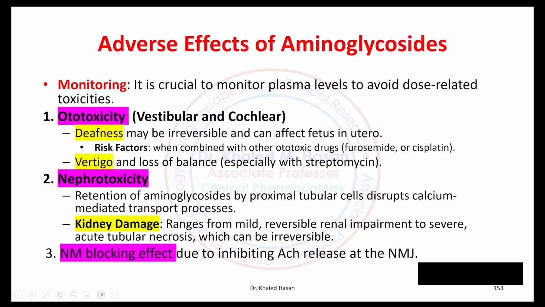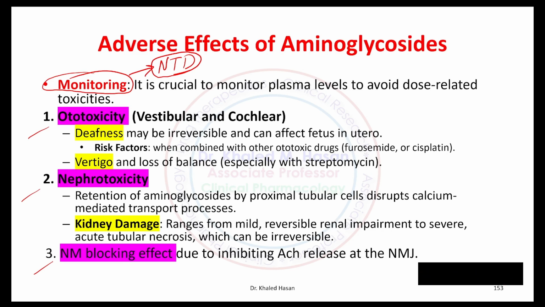Moving to the adverse drug reactions regarding the aminoglycosides, as you can see here, there are three main adverse reactions: ototoxicity, nephrotoxicity, and neuromuscular blocking effect. NM stands for neuromuscular blocking effect. For this reason, it's very important to monitor treatment with aminoglycosides, because aminoglycosides are considered narrow therapeutic drugs. Any increase in the concentration will cause the patient to suffer from toxicity, and any decrease will reduce the effect of this medication.